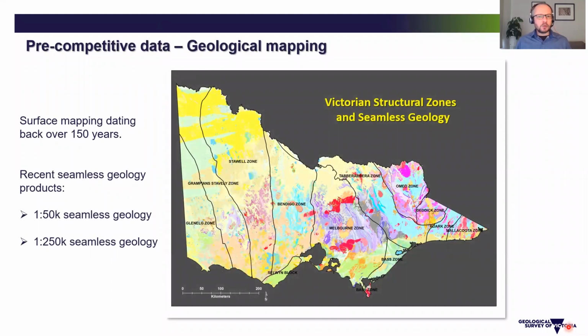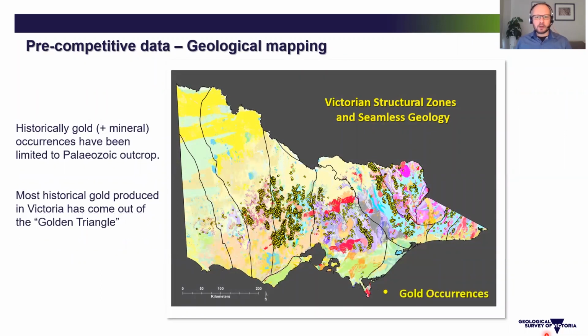So to start off with, I guess we're really lucky in Victoria because we've got a great history of geological mapping in the state, spanning back over 150 years. And most recently, we've come up with some great seamless geology products, so the 1 to 250K and the 1 to 50K seamless geology maps. And they're great for interpreting the Paleozoic bedrock, the blue and purple rocks through the centre of Victoria there. And these rocks are typically the ones that are associated with historical gold exploration and occurrences.